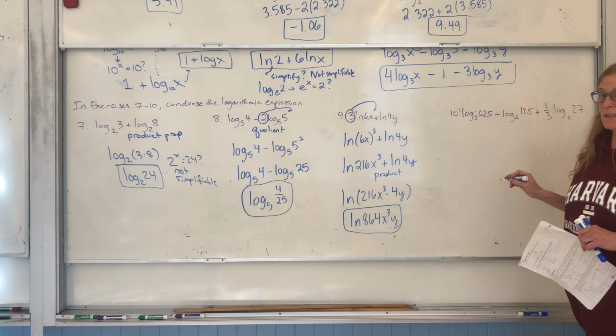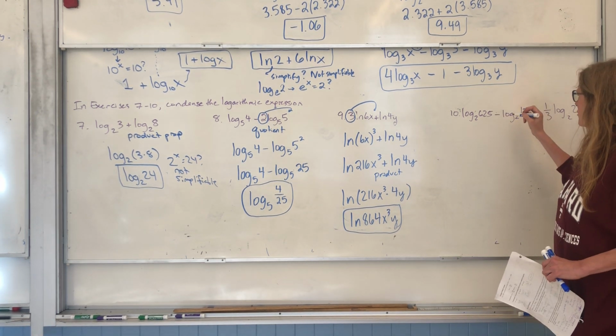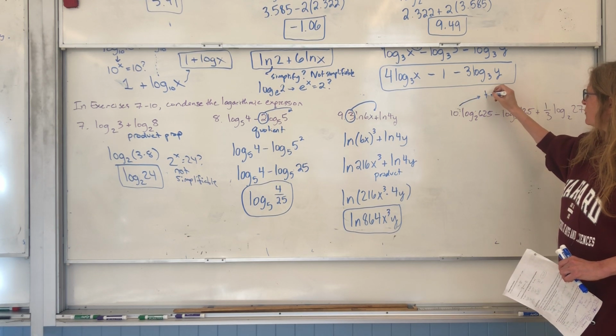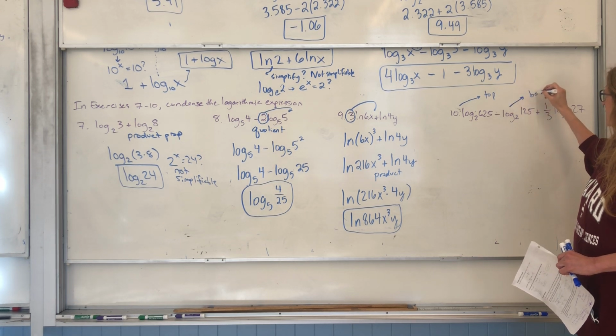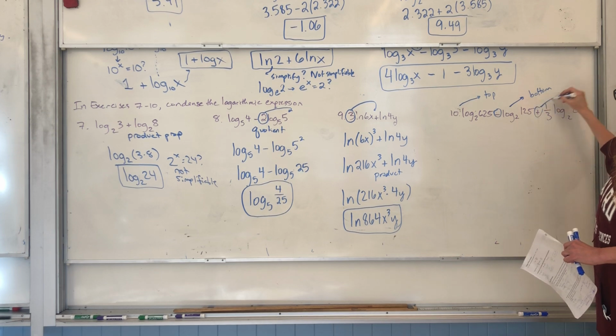Okay, this one, right, is I'm going to have a sum and a difference here. So I'm going to be using both my properties. Notice this is positive, so this log, this 625 is going to go on the top. This one's going to go on the bottom because of the minus. And this one's going to go on the top.